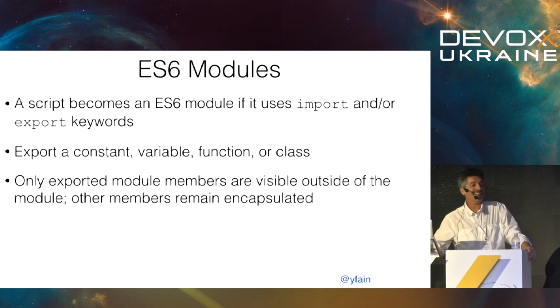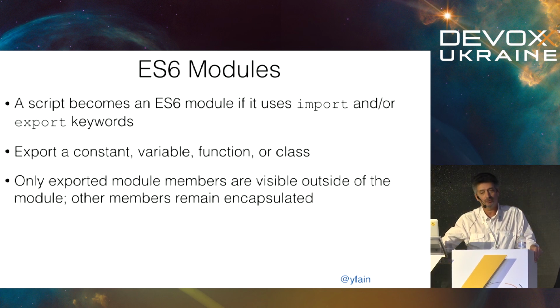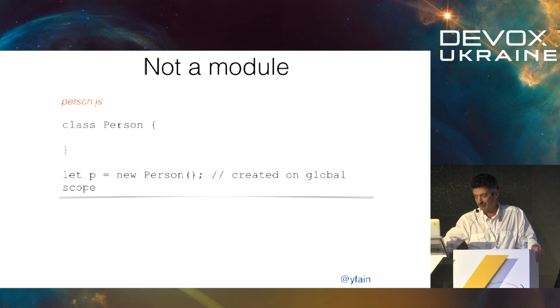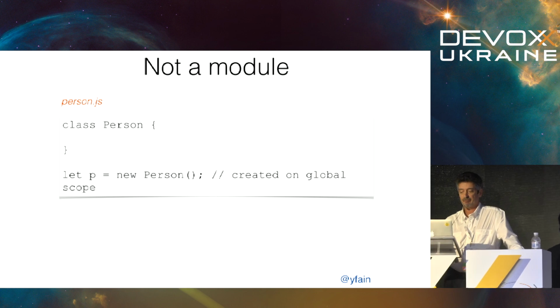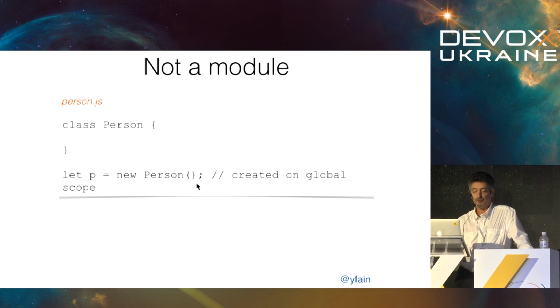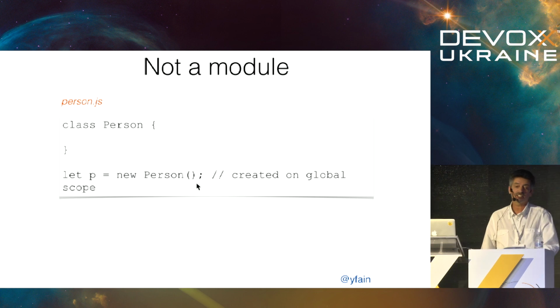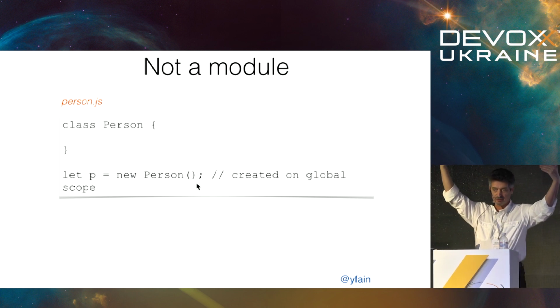So technically, what is an ECMAScript module? It's a file with JavaScript which has either import keywords or export keywords. Otherwise, it's not. So look at this example, class Person. Let's say I have this class in the file called person.js. I have this code. If I say let p equal new Person, this instance will be created on the global scope. It's not a module. It will be created on the global scope.